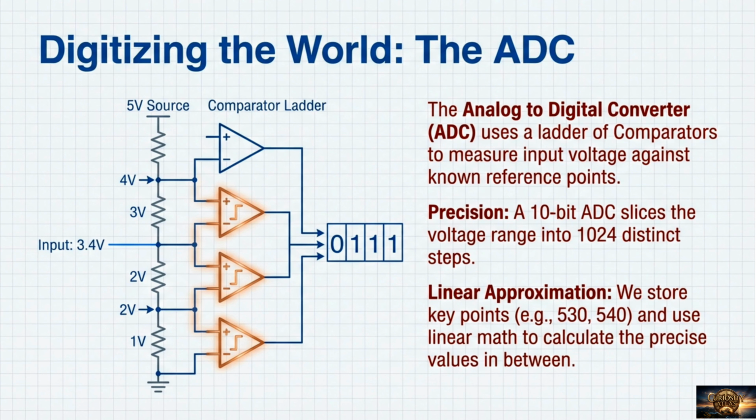To digitize the analog world, we use an analog-to-digital converter, or ADC. The ADC uses a ladder of comparators to measure input voltage against known reference points. This process slices the voltage range into distinct steps, allowing for linear approximation between those points.